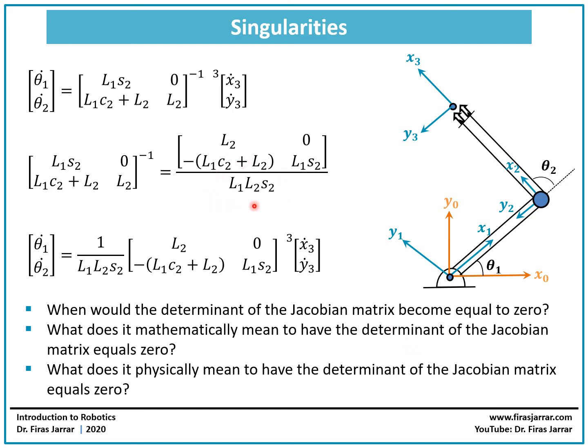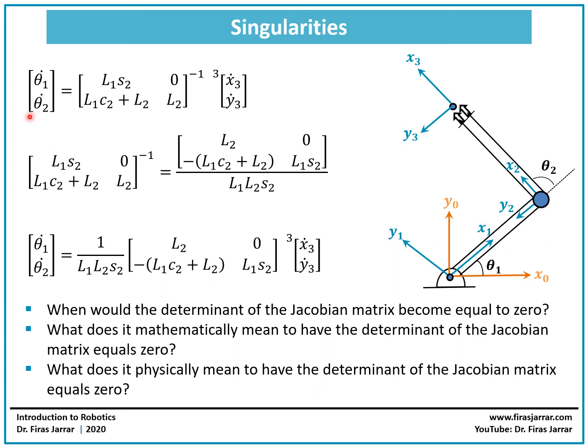So mathematically, what does it mean that this is equal to 0? It means that this matrix, which is in this case the Jacobian matrix, is a singular matrix, and it means it doesn't have an inverse. So what does it physically mean to have the determinant of the Jacobian matrix equal to 0? Or in other words, what does it physically mean for the Jacobian matrix to be a singular matrix and thus not to have an inverse?